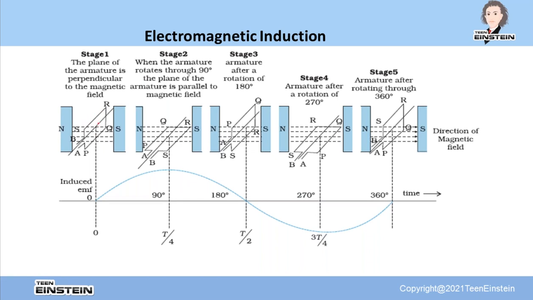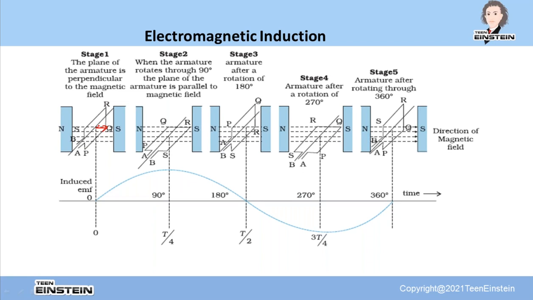The plane of the armature is perpendicular to the magnetic field. That means your coil is like this, perpendicular to the magnetic field direction. Maybe this figure will not be that representative, so look at this figure here, this is the one.